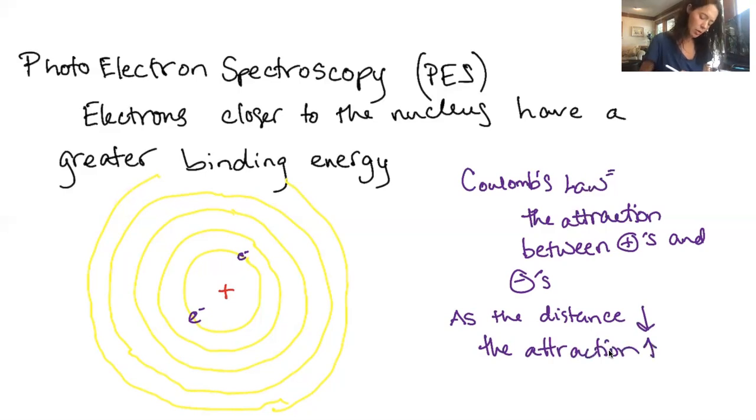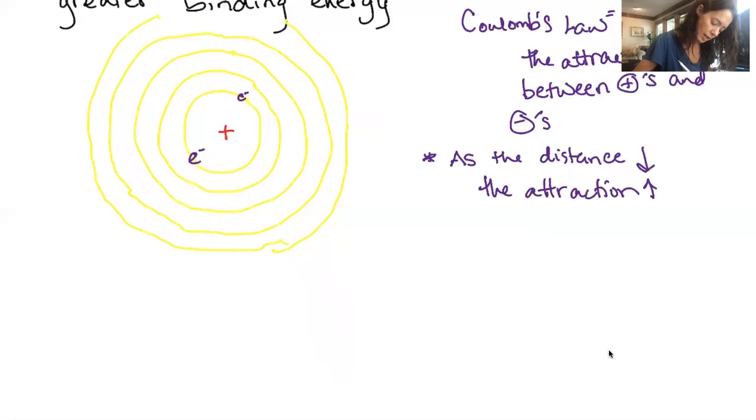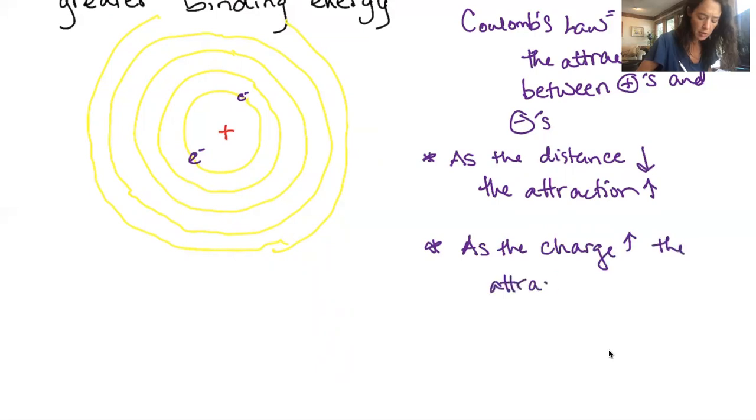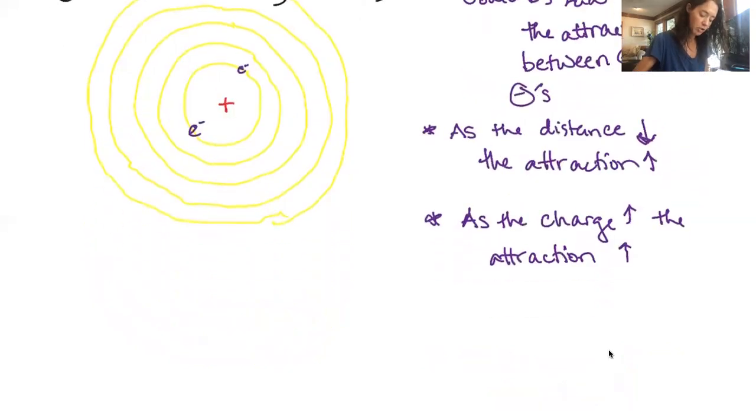We also know, according to Coulomb's law, that as the charge goes up, then the attraction also goes up. Because something that has a greater positive charge would have a greater attraction for something that's negative. Or we could say that the negative particle would be more greatly attracted to the more positive charge. It's attracted to positive things. The more positive, the greater the attraction.